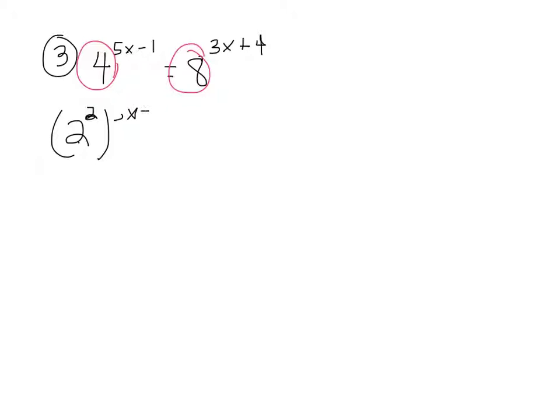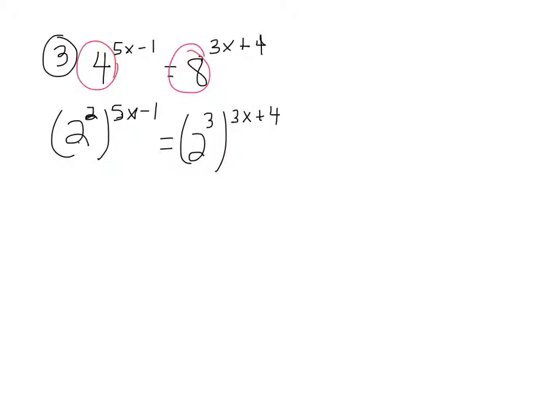Okay, let's say we have something a little bit harder. So let's say we have 4 to the 5x minus 1 is equal to 8 to the 3x plus 4. Okay, so if we have something like this, you could do the log of both sides and solve and so on. But in this case, we can actually get the same bases. So if you notice 4 and 8, they can both be base 2. So it's going to be 2 to the 2, and then raise to the 5x minus 1 is equal to 2 to the 3 raised to the 3x plus 4.